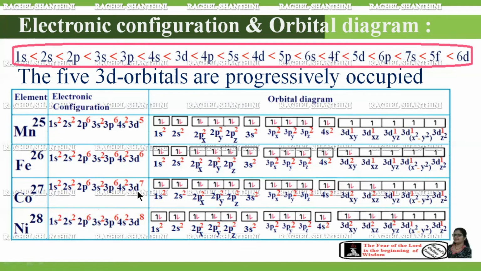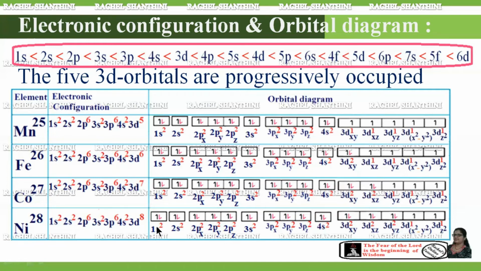Coming to the 3d orbital, up to 4s, how many electrons have we completed? 20 electrons, right? But we have 27 in the case of cobalt and 28 in the case of nickel, right? So the remaining is 7 electrons. Those 7 electrons will occupy the 3d orbital in the case of cobalt, and the remaining 8 electrons in nickel will occupy the 3d orbital.